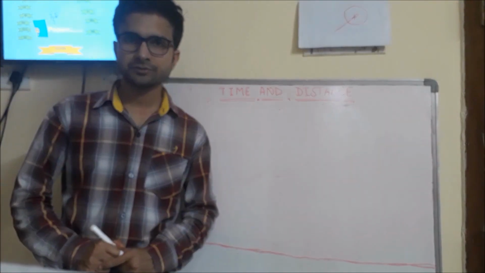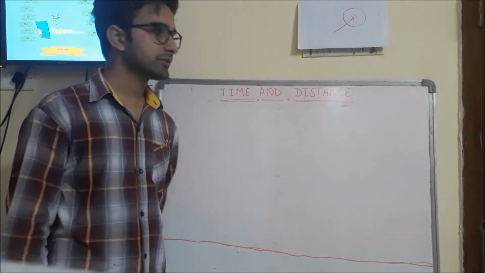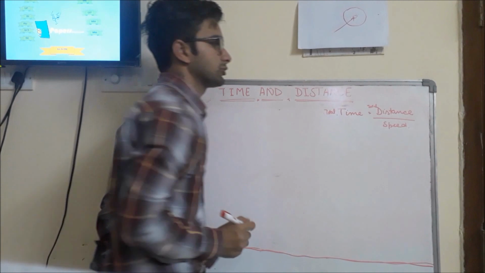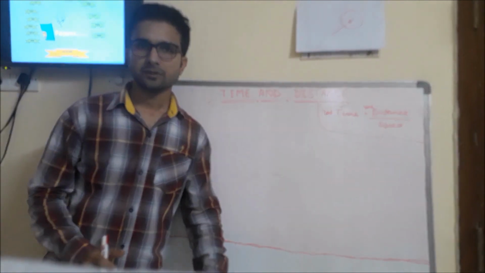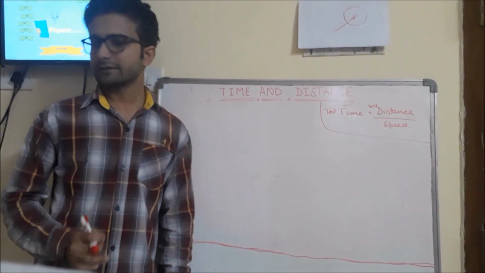This is our first question. Remember, I have told you we are not going to use any other formula other than total time is equal to total distance per total speed. Other than this, we are not going to use any formula for solving any problem of time and distance. So let's take this problem.